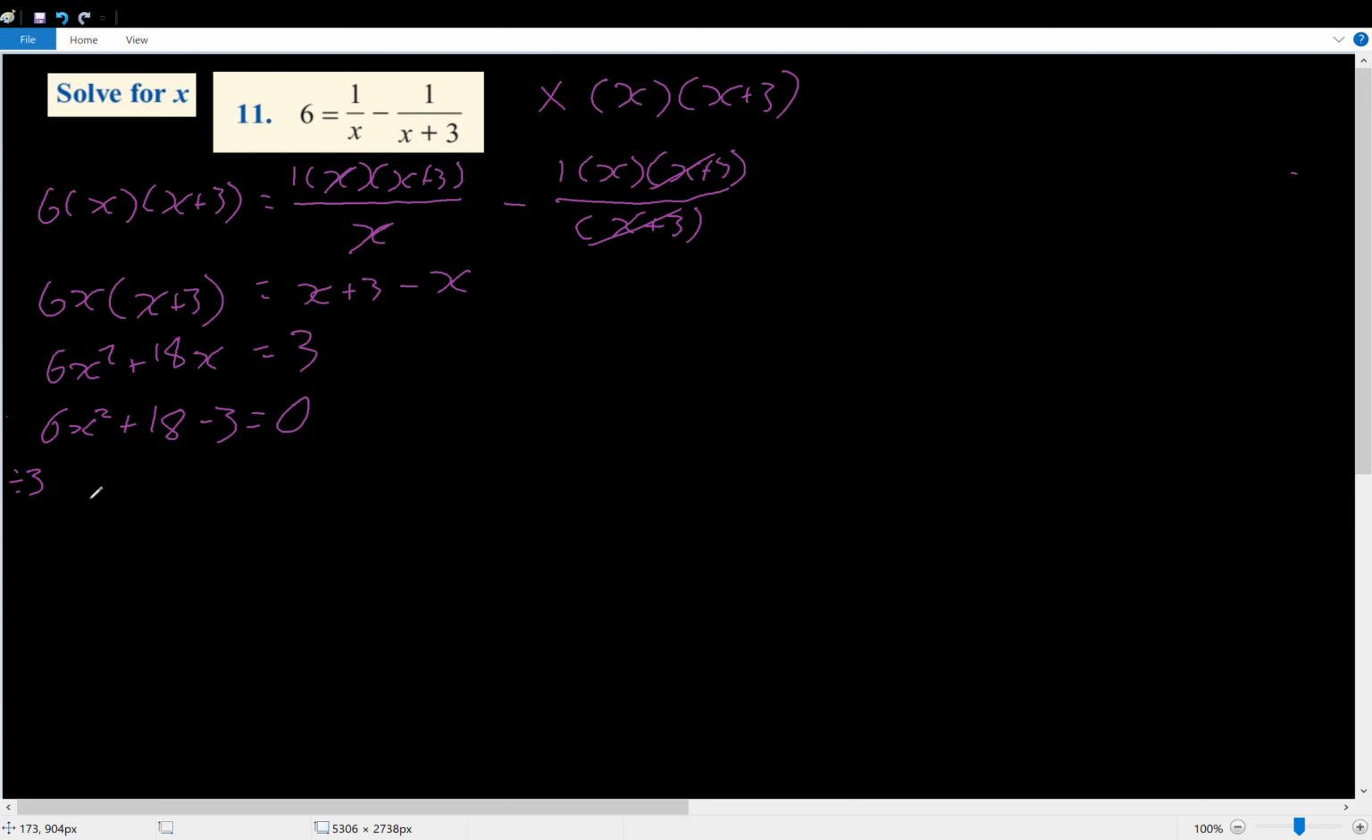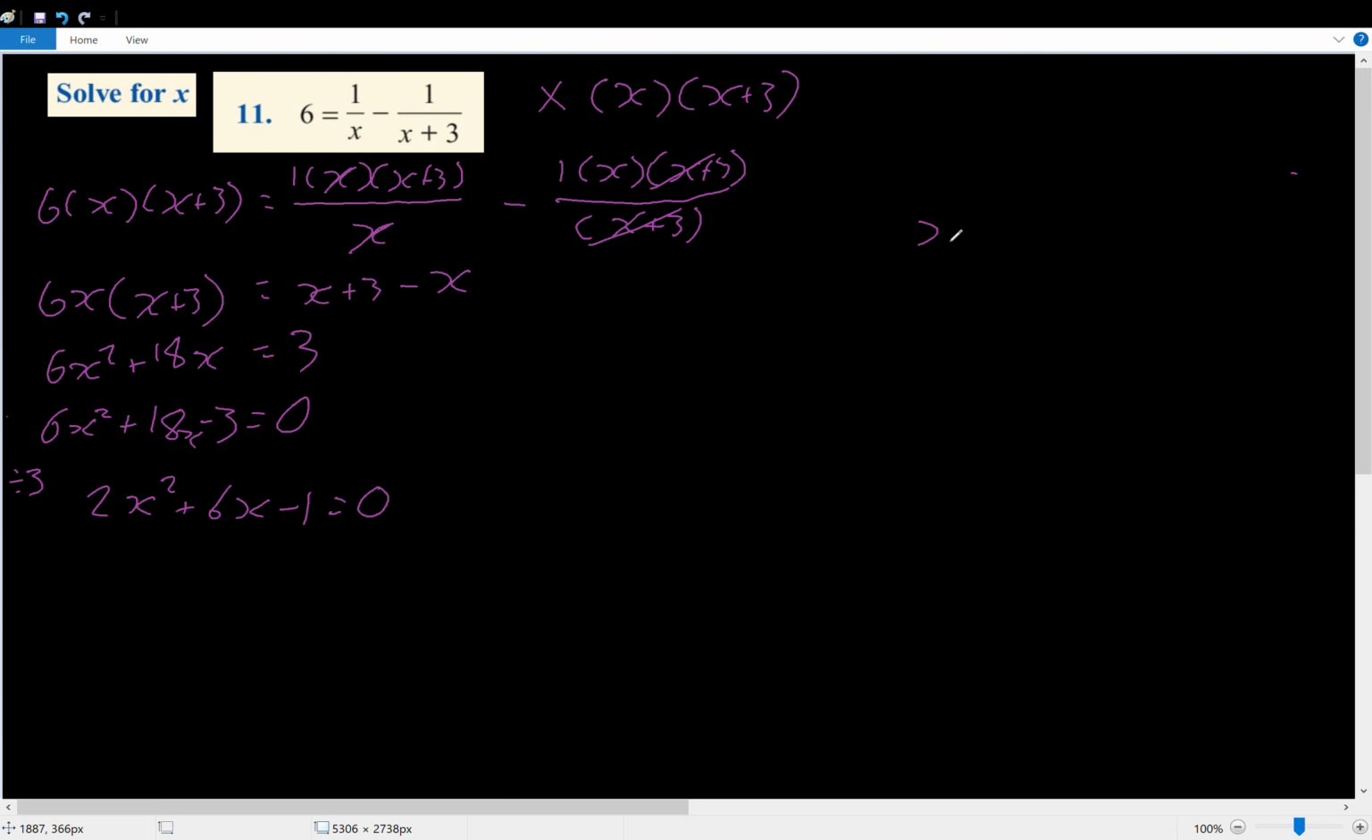In this case, we're going to get 2x squared plus 6x minus 1. And 0 divided by 3 is still just 0, so we have our 0 on the right. And now we have a quadratic that we can work towards a solution for. But this one can't be factorized, so we're going to have to use our quadratic formula.